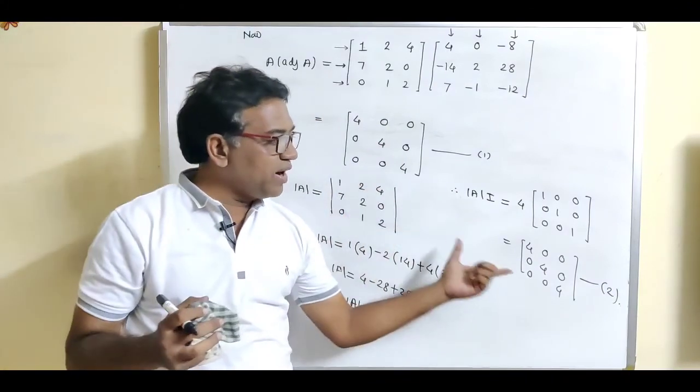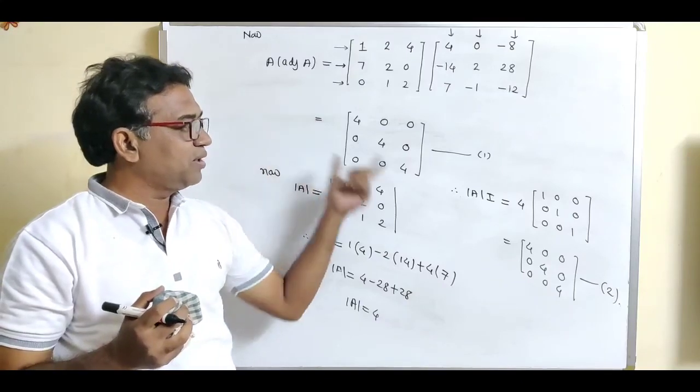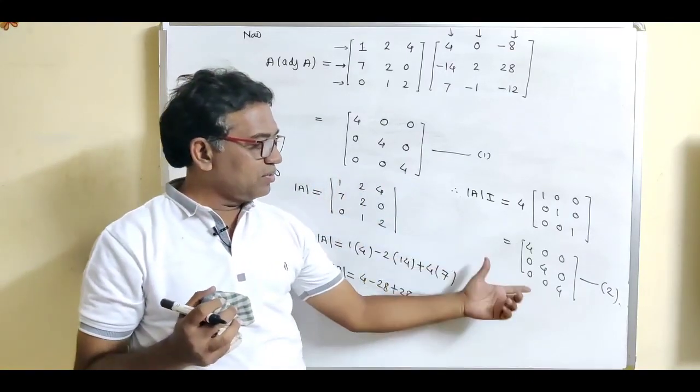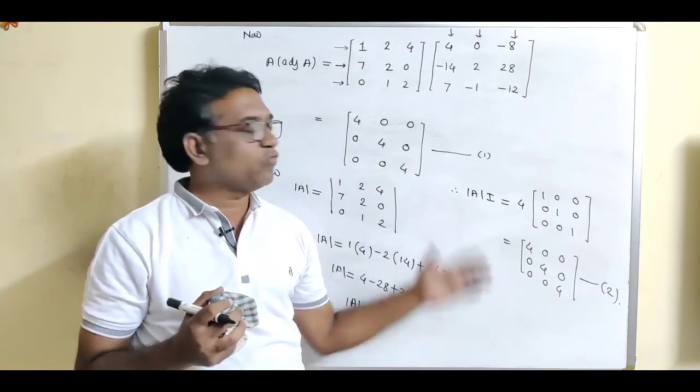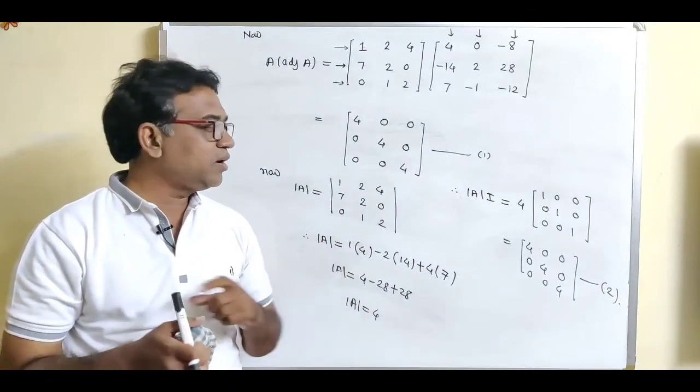So from equation 1 and 2 we can observe that this left hand side, A into adjoint A, has the same value as determinant A into I. So from equation 1 and 2, what is the conclusion? A into adjoint A is equal to determinant A into I.